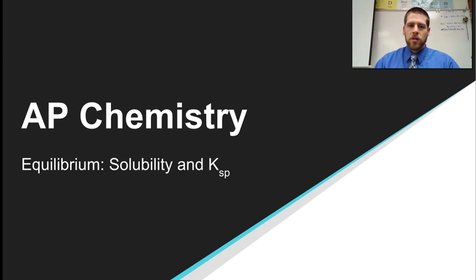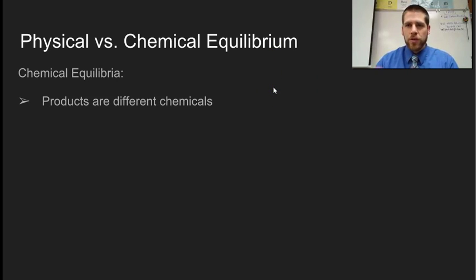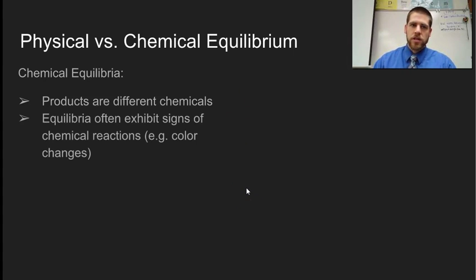We talked about chemical equilibrium. I also want to talk about physical equilibrium, and the biggest example of this is solubility. So let's take a look at the comparison between the two. In chemical equilibrium, the products that we're producing are always actually new products, right? We're going from a reactant to a different substance, which is our product. And because of that, you often see color changes and things like that that we've seen in lab, for example.